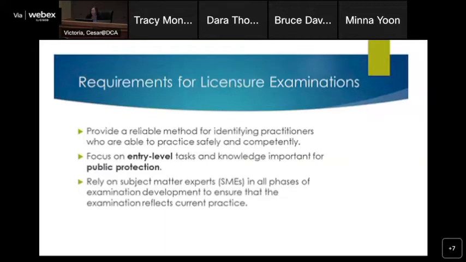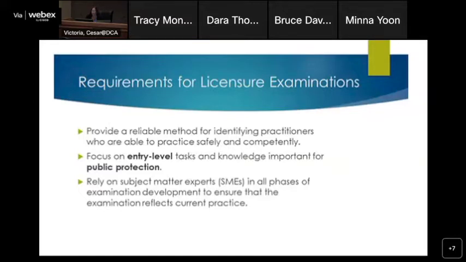Entry level means that an individual who sits for the exam and passes the exam has met that standard to do no harm to the public. It doesn't mean that they're necessarily going to be a superstar in their practice. It doesn't necessarily mean it would be somebody that we would hire. It means simply that they have met that baseline of knowledge required for safe and competent practice.